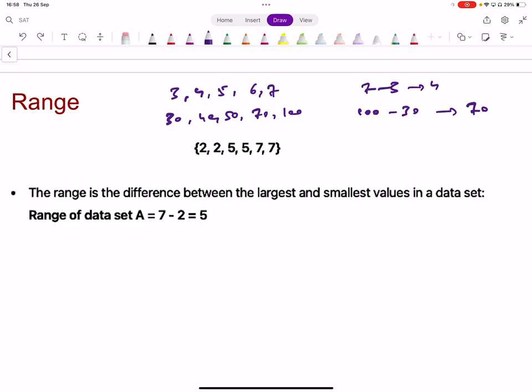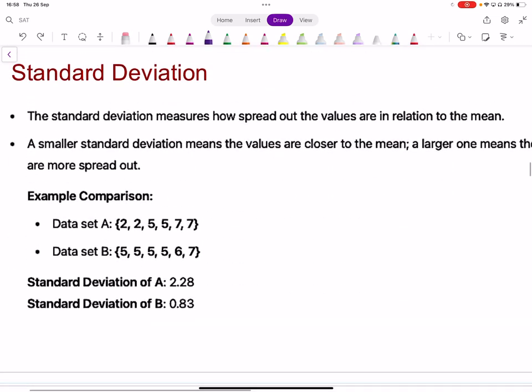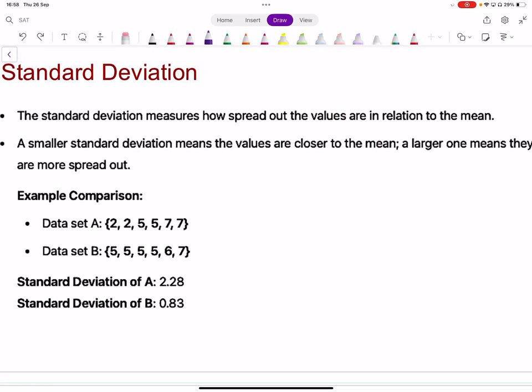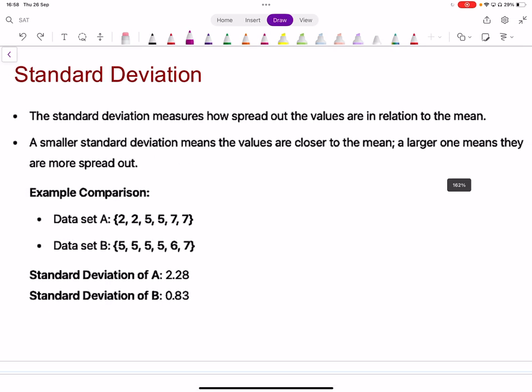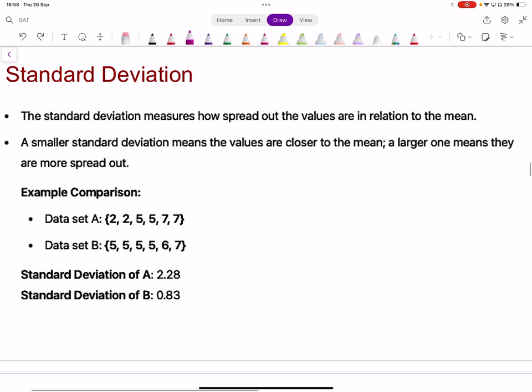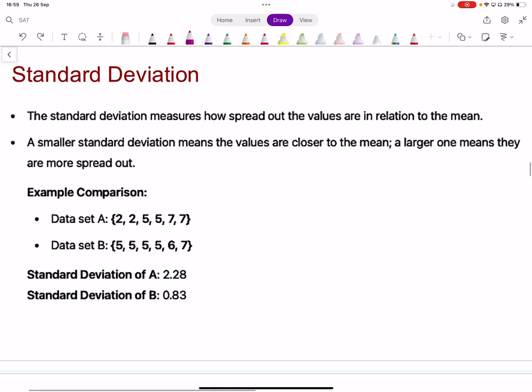Range tells you about the variation in the data. There's another measure that also tells us variation in data, and that's called standard deviation. Now in SAT, you do not need to know how it is calculated. There's a formula for standard deviation, which you will study in A levels, but in SAT it's not required. You will not be asked to calculate standard deviation. You will just be supposed to compare standard deviations of two data sets.